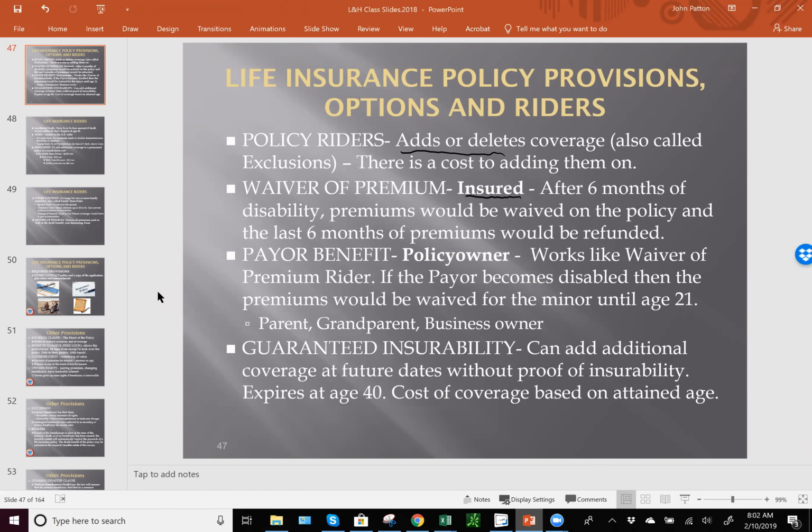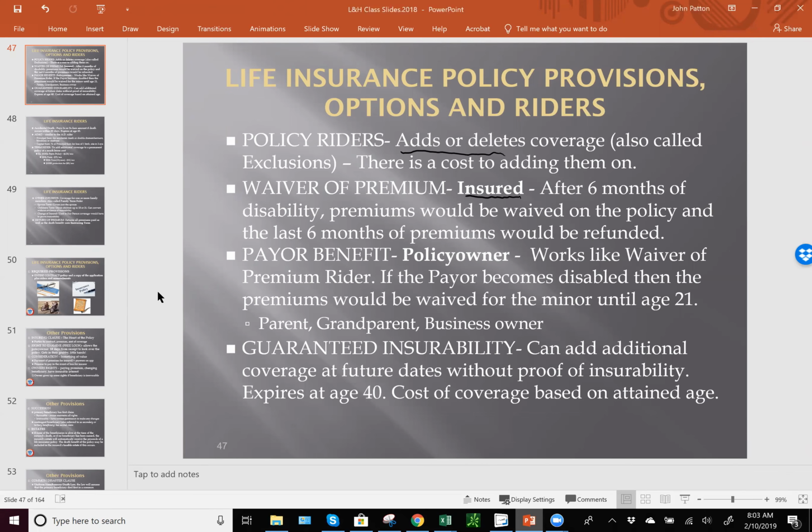Now, your next one is very similar to the waiver of premium rider. It's called the pay or benefit rider. It actually works the exact same way, but it's called pay or benefit rider whenever there is third-party ownership. So whenever the policy owner, the person that's taking out the policy, becomes disabled, then the premiums can be waived on the insured's policy for as long as that policy owner is disabled. Or if it happens to be a parent, premiums can be waived on the child's policy until the youngest child reaches age 21.